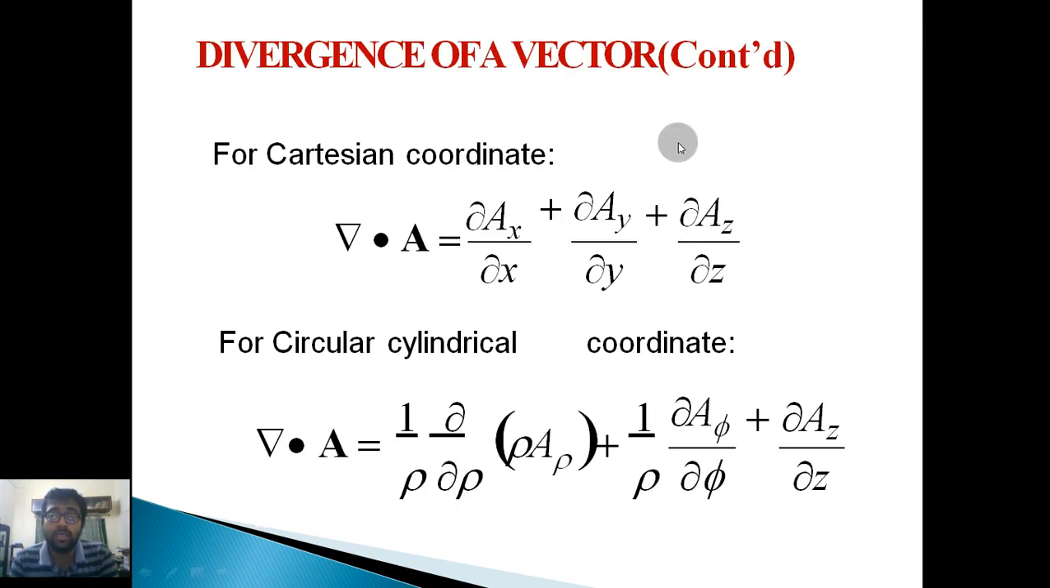And this is the divergence of a vector for the Cartesian coordinate system: del dot A is del A suffix x by del x, plus del A suffix y by del y, plus del A suffix z by del z. This is for the Cartesian coordinate system, and this is for the circular cylindrical system. We got del dot A is 1 by rho, del by del rho of rho A suffix rho, plus 1 by rho into del A suffix phi by del phi, plus del A suffix z by del z. This is for circular cylindrical coordinate.